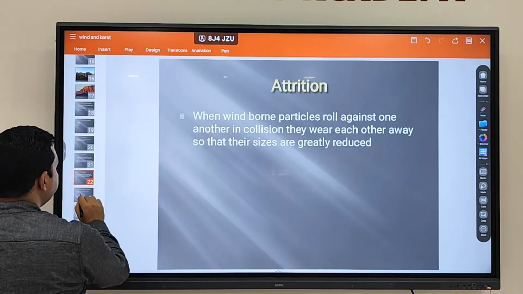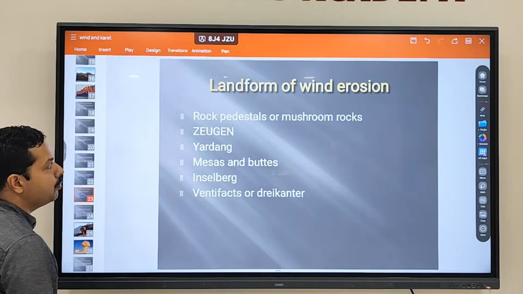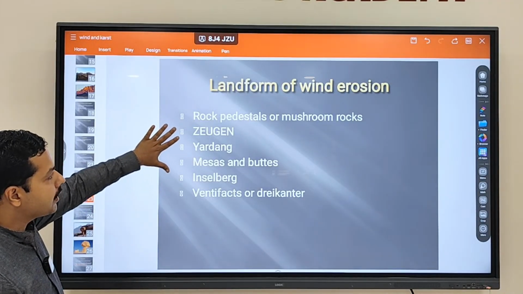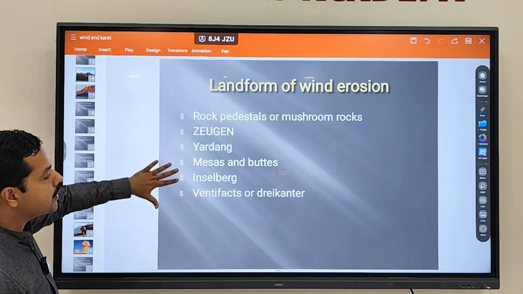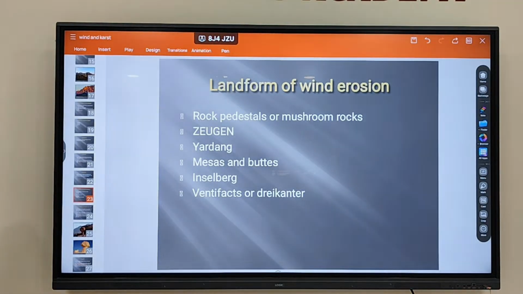Now we are coming up with the landforms. So when wind erodes, what are the landforms it is going to make? You can see rock pedestal or mushroom rock. Second is Zeugen. The third is Yardang. The fourth is Mesas and Buttes. Fifth is Inselberg. And lastly, Ventifact and Dreikanter. These are the landforms that are made due to wind erosion.